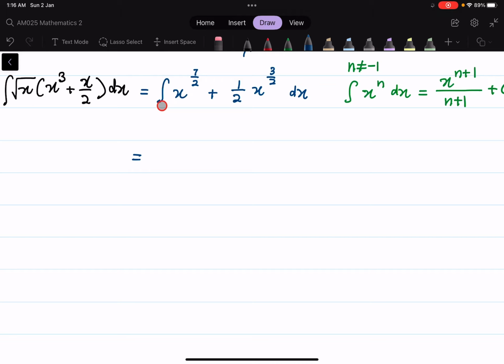So integrating x to the power of 7 over 2 with respect to x: 7 over 2 plus 1 is 9 over 2, so x to the power of 9 over 2 over 9 over 2. Or you may write it as 2 over 9, plus the constant 1 over 2.